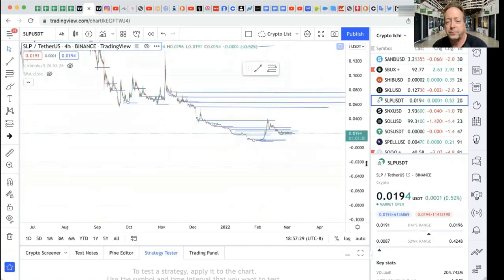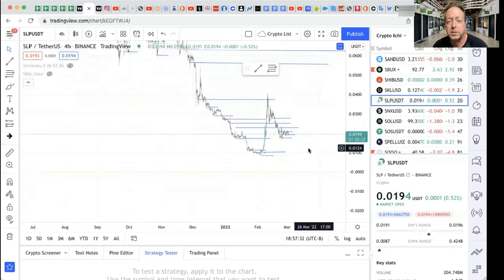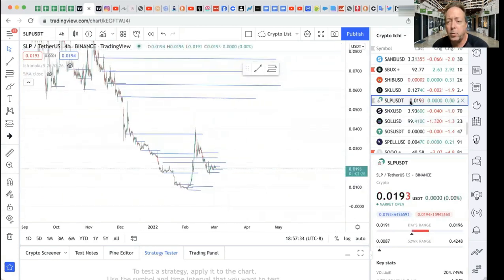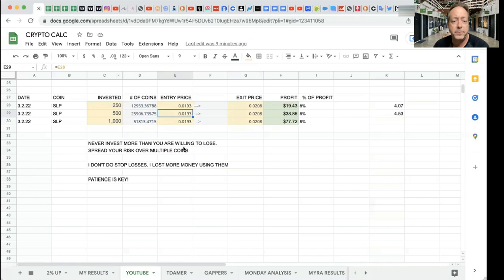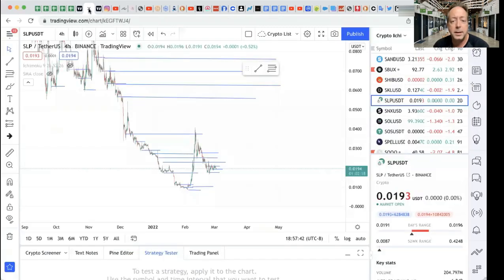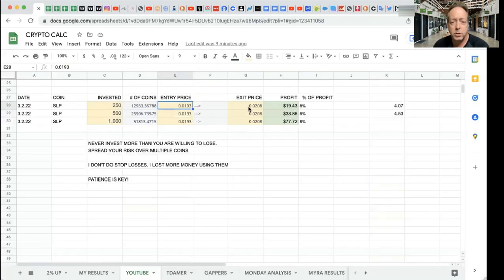All right, so let's go ahead and calculate some stuff here. We're right here at 0.019. I'm going to go over to my chart and put in 0.0193. The first take profit I see is right there at that line, 0.020. You can see here I'll make 4% of my money. That's not that much, but out of a $250 investment, I make $9.